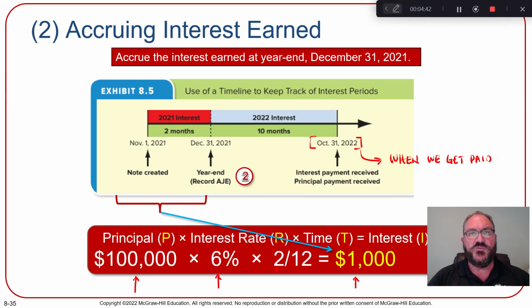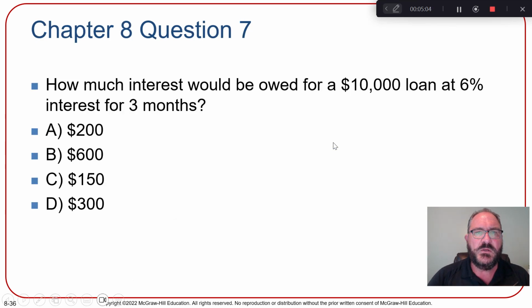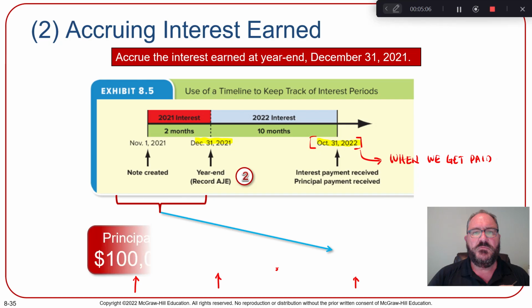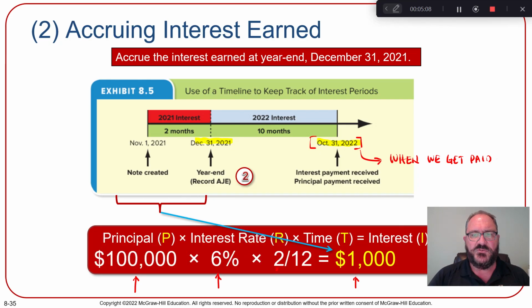Now, we calculate that interest for the 2 months. So now it's the end of the year. We didn't collect this money yet. They're actually going to get all the money together on October 22nd, 2022. But we have to record 2 months in 2021. So anyway, I'll show you that adjusting journal entry in just a second.